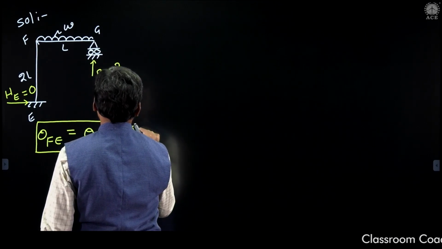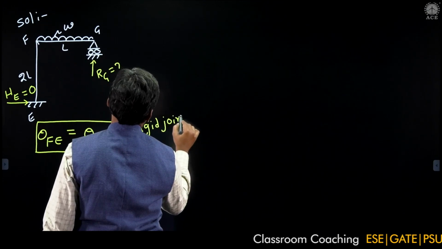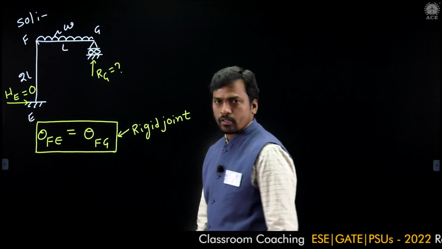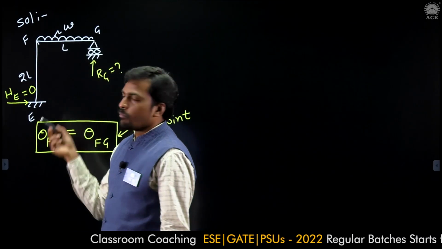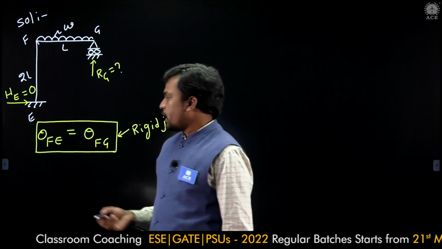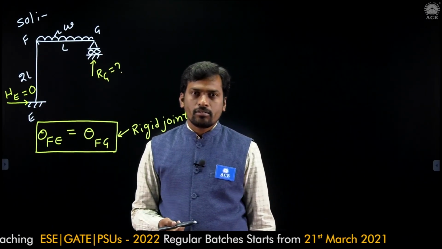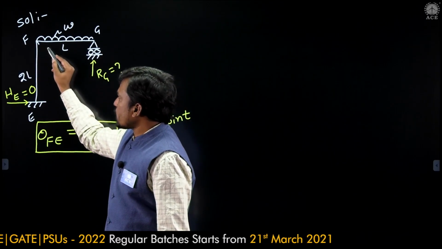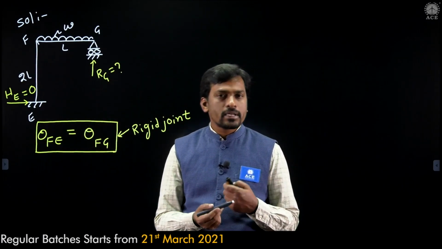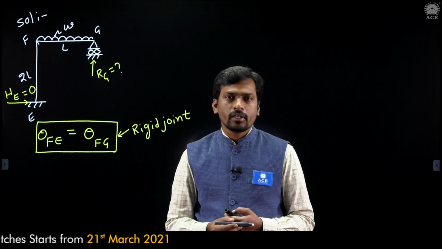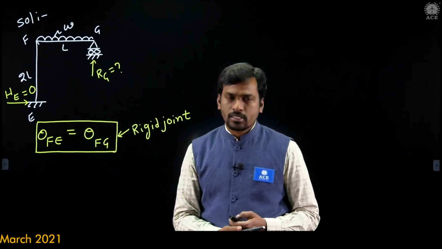Why is it the same? Because it is a rigid joint. At the rigid joint, the rotation of member FE and member FG are the same. Only then will the included angle between the members remain 90 degrees. Before loading it is 90 degrees, and after loading also the included angle between the members remains the same at the rigid joint. This is the reason the rotation of all the members is the same at a rigid joint.